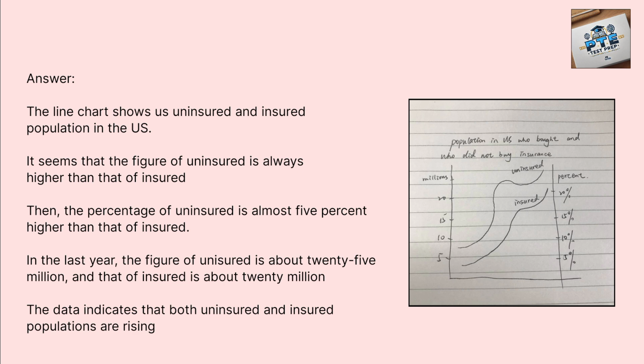In the last year, the figure of uninsured is about 25 million, and that of insured is about 20 million. The data indicates that both uninsured and insured populations are rising.